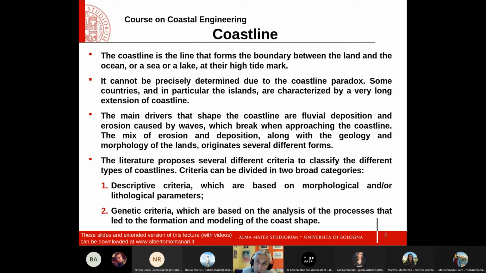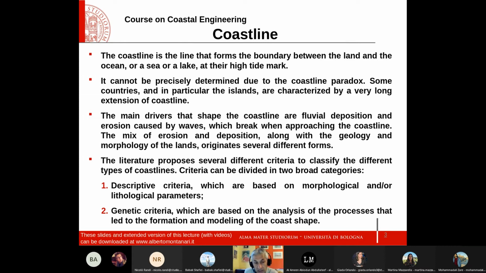So to know how coasts are classified is useful. So let's see. First of all, for classifying the coastline, we may use several different criteria. We may use descriptive criteria, which are based on morphological or lithological parameters. And so basically we study the morphology of the coast and we classify the coast in this way.